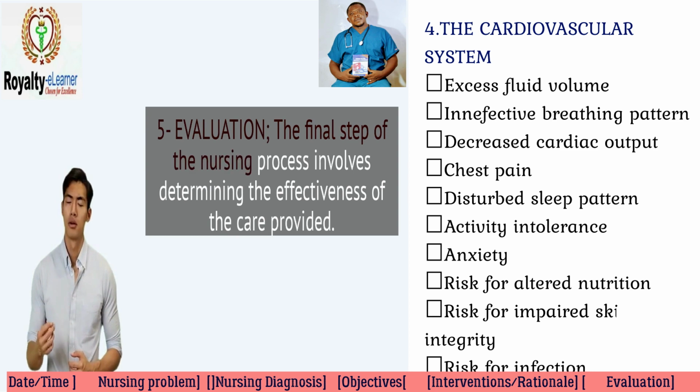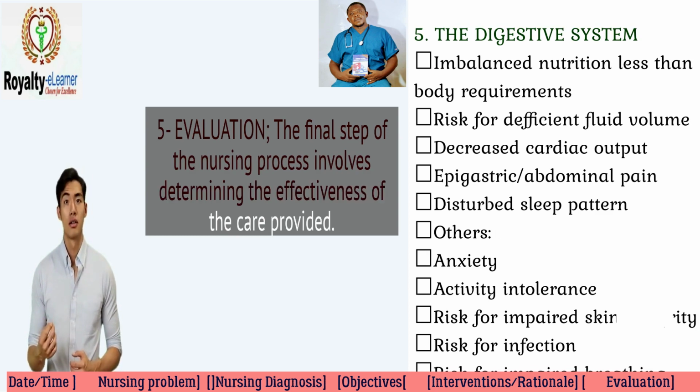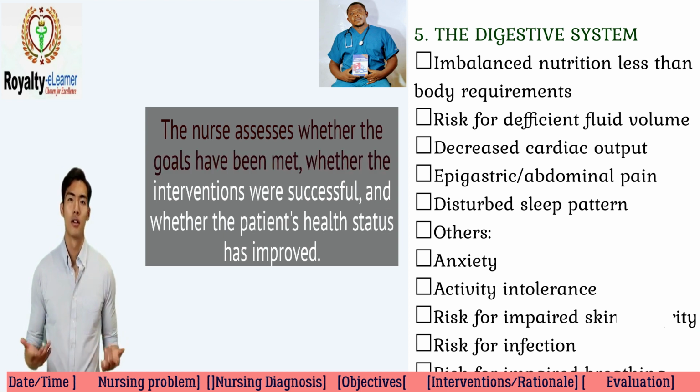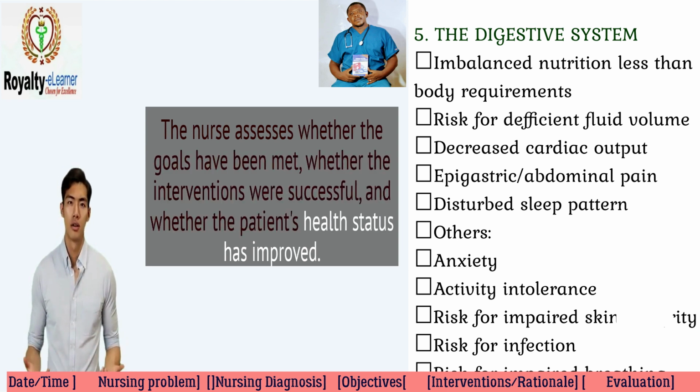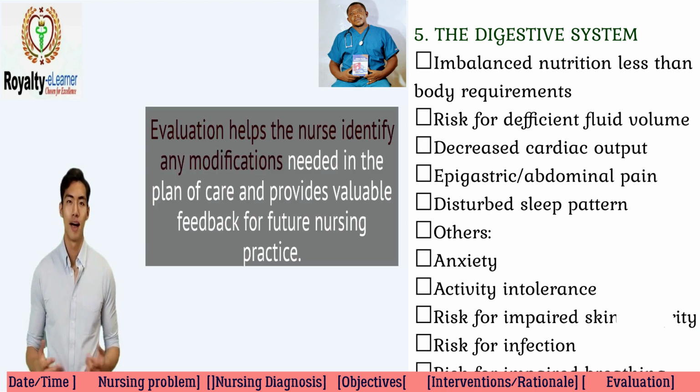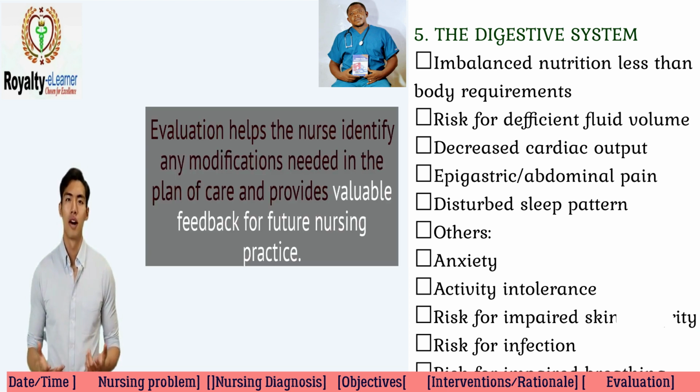5. Evaluation. The final step of the nursing process involves determining the effectiveness of the care provided. The nurse assesses whether the goals have been met, whether the interventions were successful, and whether the patient's health status has improved. Evaluation helps the nurse identify any modifications needed in the plan of care and provides valuable feedback for future nursing practice.